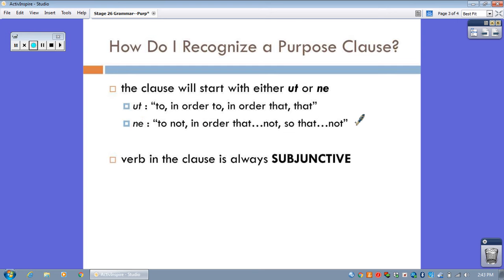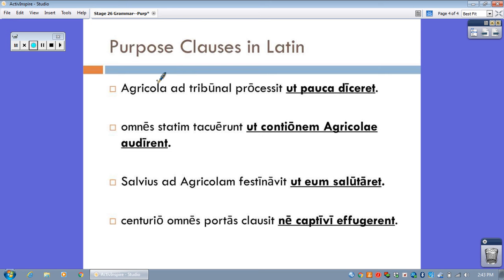And when ne starts a purpose clause, it actually has a special title. It's called a negative purpose clause. And the verb inside the clause is always in the subjunctive. So let's take a look at a few examples and we're done. Let's take a look at this one. These first three actually come from the first couple of stories in Stage 26.